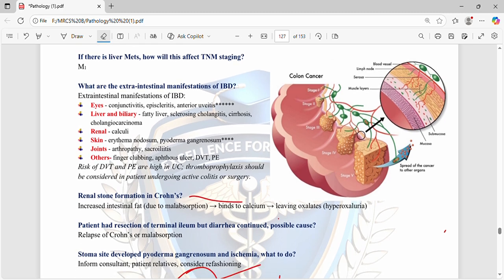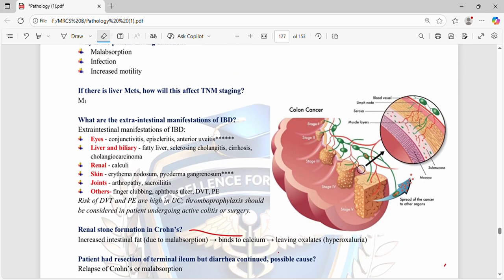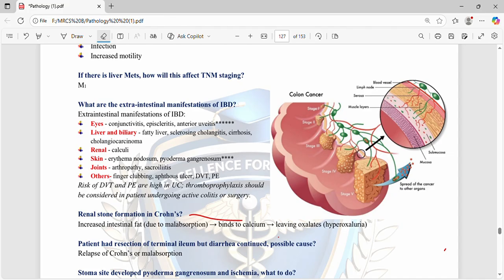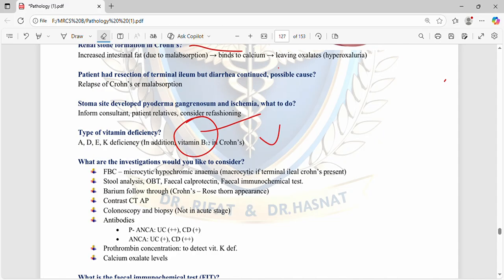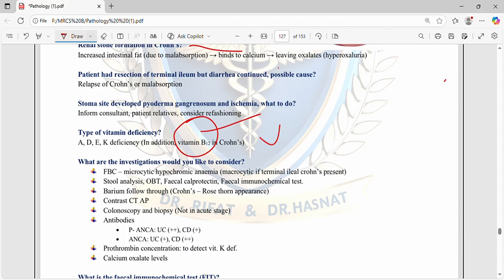Okay, so this is the staging of the colon cancer. What investigations would you like to consider? I will do a full blood count for this patient. There will sometimes be microcytic hypochromic anemia, and sometimes maybe macrocytic anemia if Crohn's disease is present in the terminal ileum.